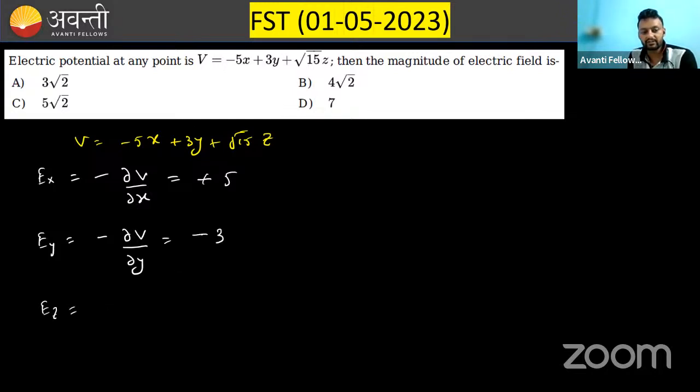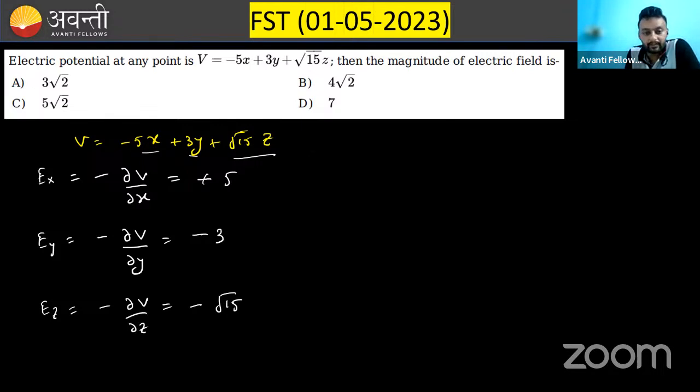Field in the z direction is minus partial differentiation of V with respect to z. Minus is already there, and if you differentiate, these two terms are constant, only root 15. Root 15. So now I know the coefficient of field in the x, y, and z directions.